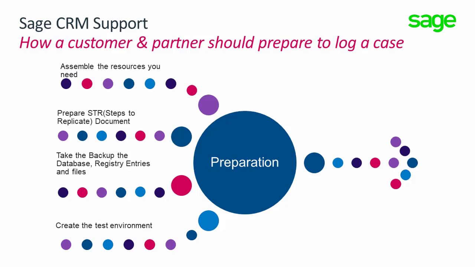The second step, what they need to do is prepare a document for the steps to replicate, so that they can hand over the document to the L1 team. The third thing, which is a major thing, they need to take all the backup of the database, the registry entries, or any system files. Because when the level 1 or any support team is going to troubleshoot, it's very, very mandatory to have all the backups of the database and registry entries or any files.